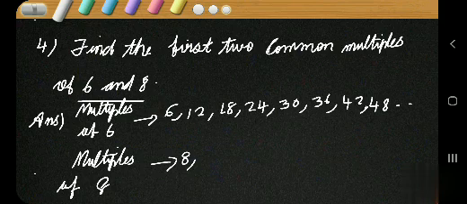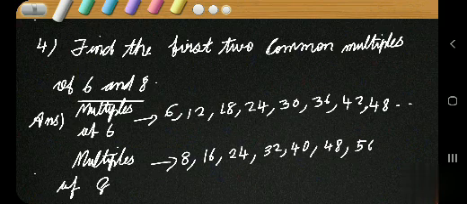8 ones are 8, 8 twos are 16, 8 threes are 24, 8 fours are 32, 8 fives are 40, 8 sixes are 48, 8 sevens are 56, etc. So among these, can you find any common multiple?